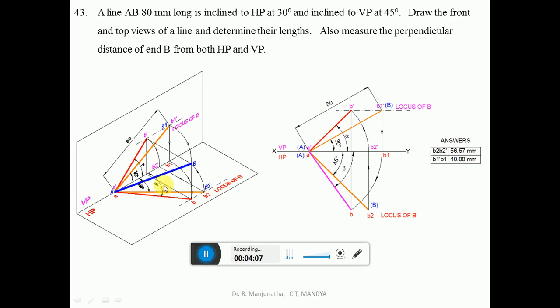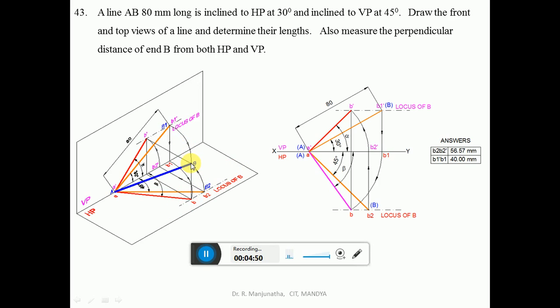So in the top view, point B1 will not be on VP, it will be in front of VP by this distance. How to do that? With A as center, taking the radius of AB1, draw an arc such that it cuts the locus of B here. So this will be small b. Join A to B with a dark line. By doing this, we are rotating this AB1, the line which is the true length, in space such that point B touches the locus of B in the top view. So that is what we have done here.